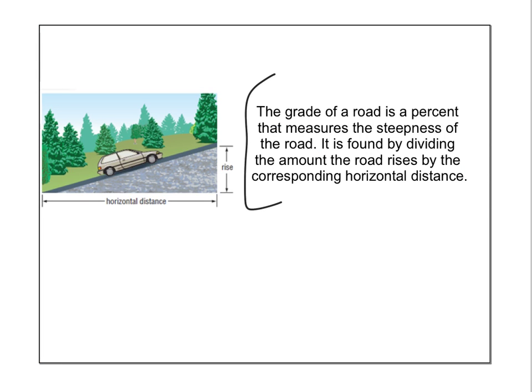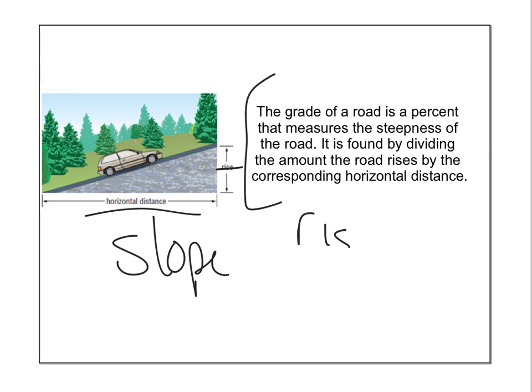Grade of a road is a percent that measures the steepness of the road. It is found by dividing the amount of road rise by the corresponding horizontal distance. So that's what you're used to, and that's slope. Guys, it's rise over run.